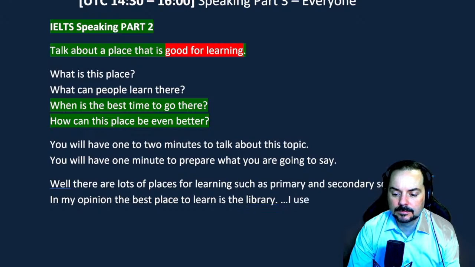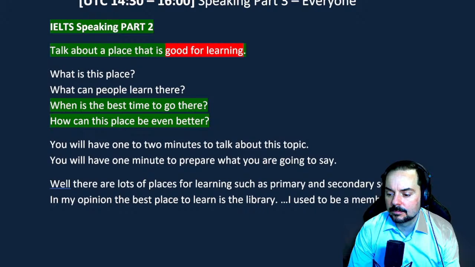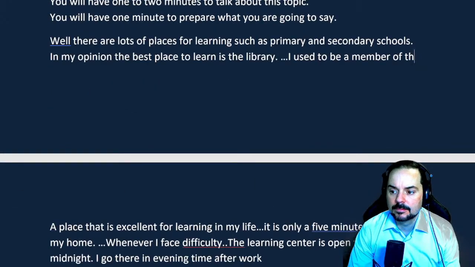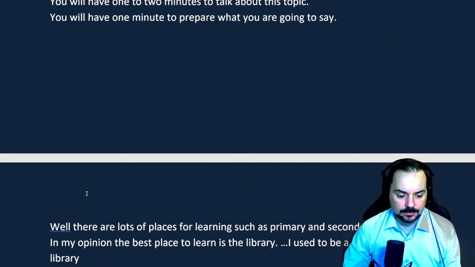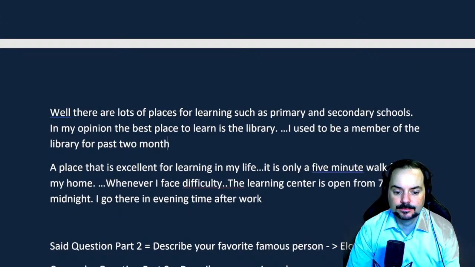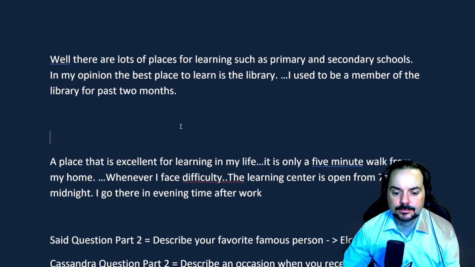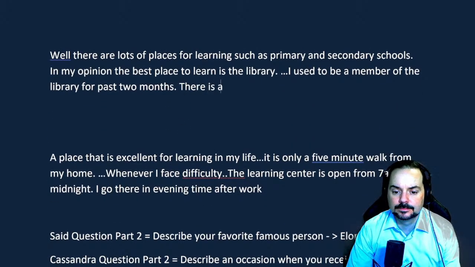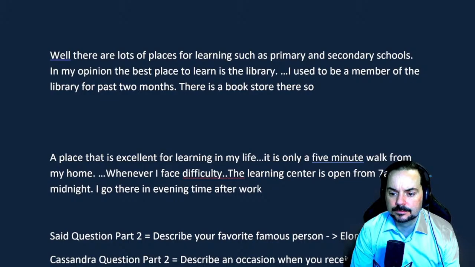It's a 2-story building, and the capacity of students for 3 hours is about 15 to 16, I guess. There is a bookstore there, so people can pick any book related to what they're interested in, and some other facilities are also available for every member.